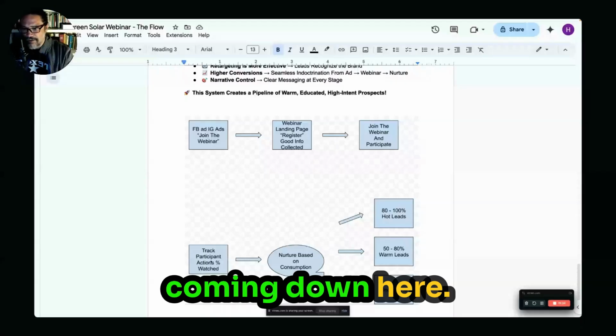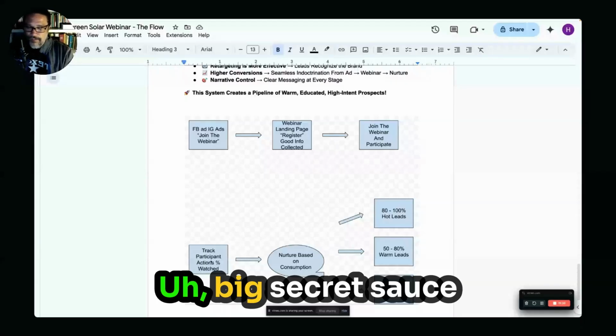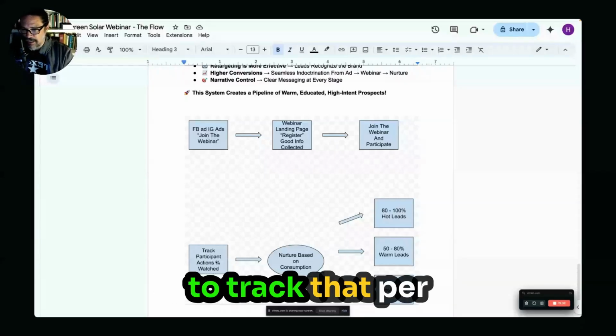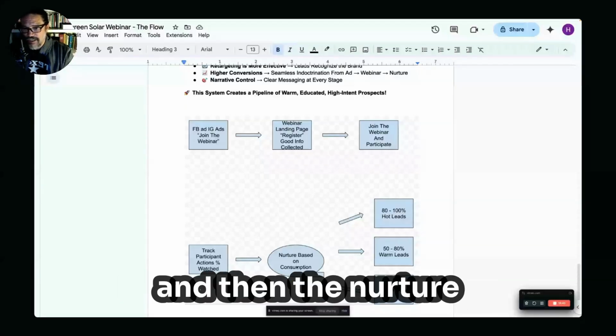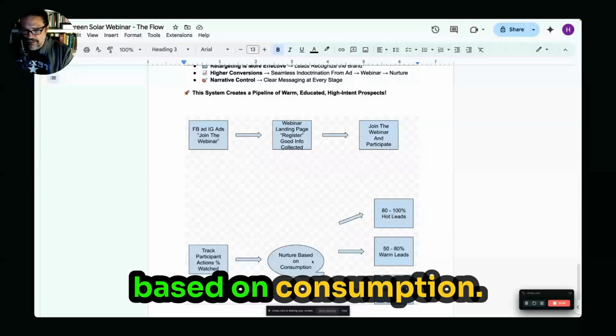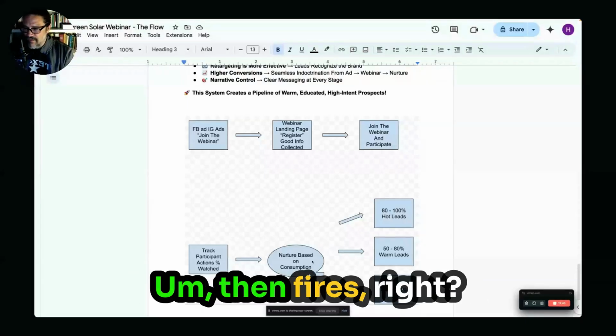Coming down here, the big secret sauce to this is the ability to track that participant's actions based on the percentage that they've watched, and then the nurture based on consumption then fires.